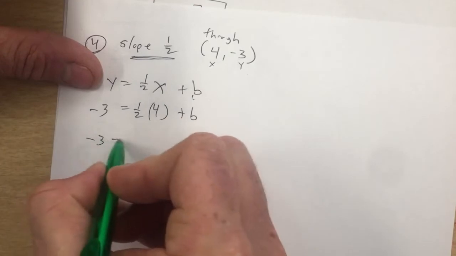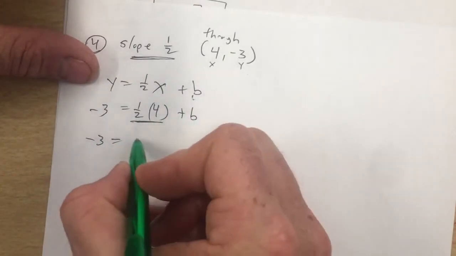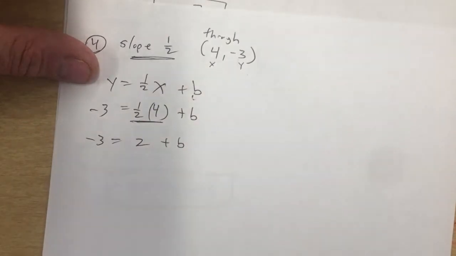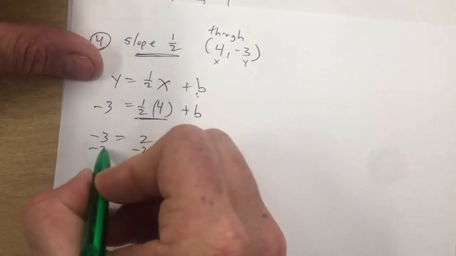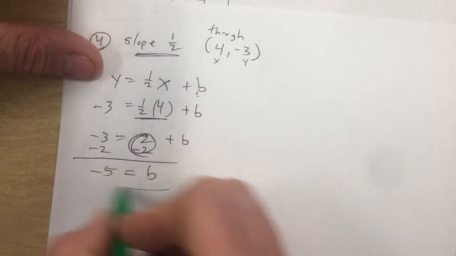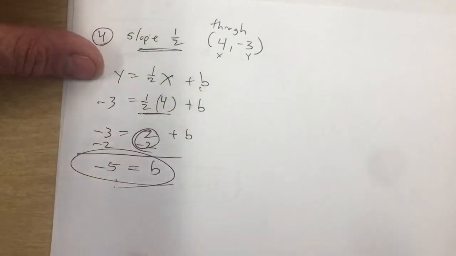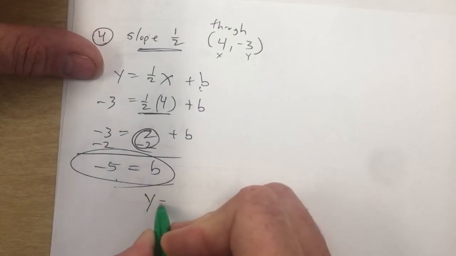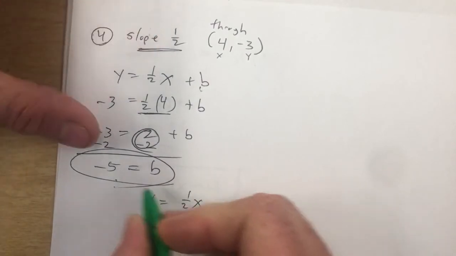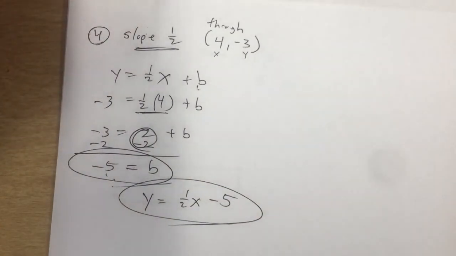So this is -3 equals 1/2 times 4. Do a little multiplication right here. 1/2 times 4 is 2. Okay, and now minus 2 on both sides to make this go away, and that's -5. There's my y-intercept. So there's my y-intercept, and there's my slope. So I've got the two things I need, the slope and the y-intercept. So my equation is y equals 1/2 x minus 5. There's my equation in slope-intercept form. Okay?